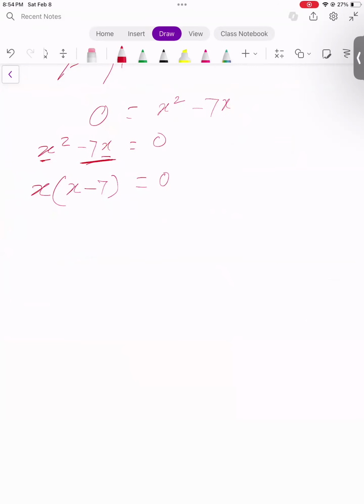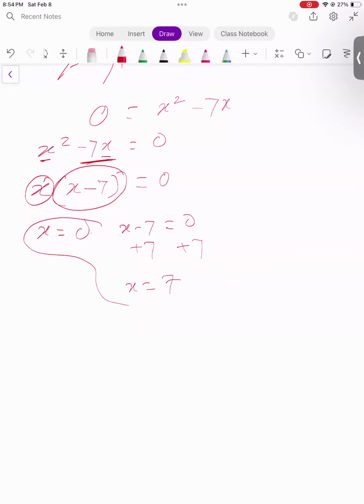Now, once you have completely factored, you take each factor and set it equal to 0. So you add 7 here and your x is 7 or 0. So these two are the solutions for this radical equation. And using a similar method, I want you to practice 50. You don't need to practice 52 and 53.